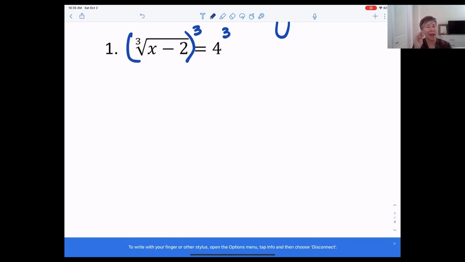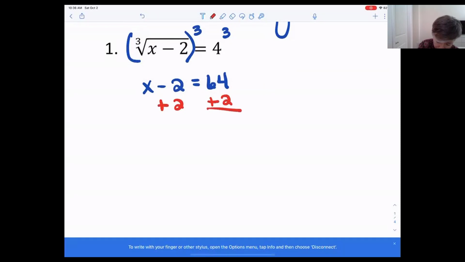I'll show you in a minute how it works with fraction exponents, but that leaves us with just the radicand on the inside. And then we have 4 cubed, which is 64. We can then add 2 to both sides and we get x equals 66.